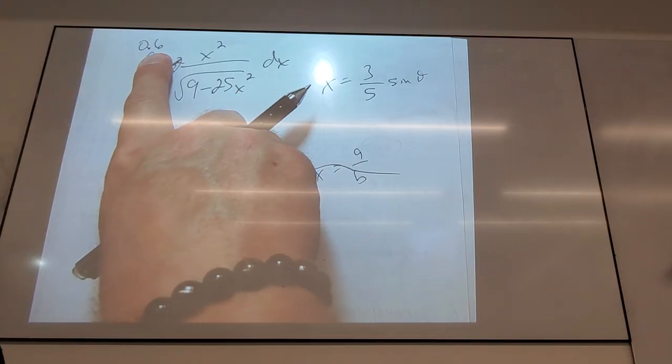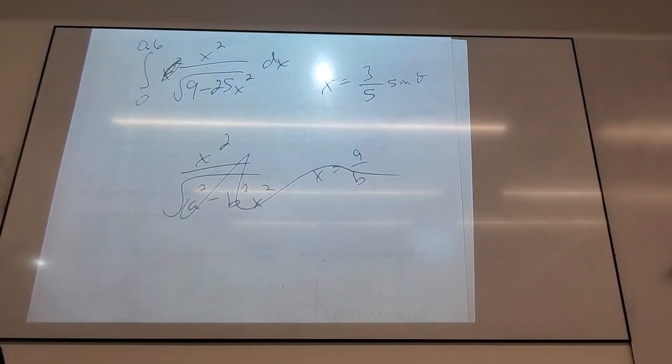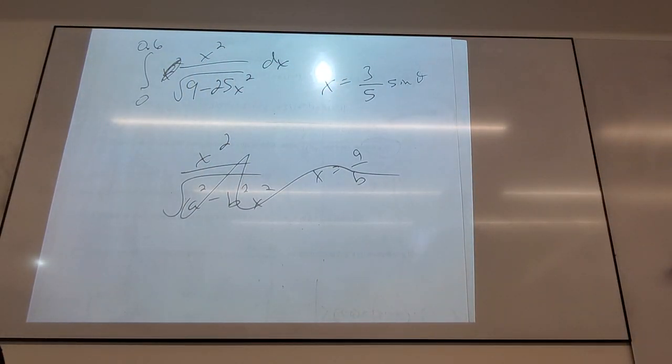0.6 kind of sucks, but watch. If x is 3/5, what is that? 3 divided by 5, 0.6. So if 0.6 equals 0.6 sine theta, then I want sine theta to be 1, therefore theta would be pi over 2. So that when you do the substitution, it'll be nice. So the 0.6 looks evil, they're actually being nice.